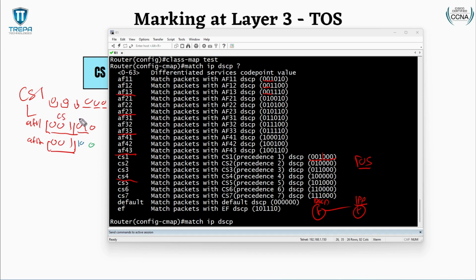And then these are our AF bits. And then what do you notice about AF13? I know I'm kind of beating a dead horse. The first 3 bits, again, are the same as class selector 1. And then the next 2 bits are changed. Then that 6th bit is again a 0.